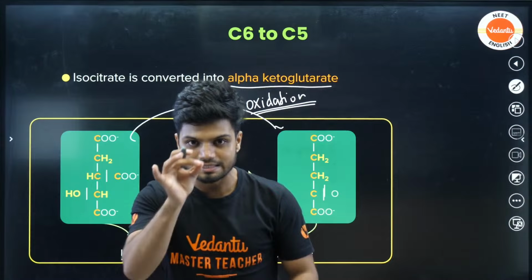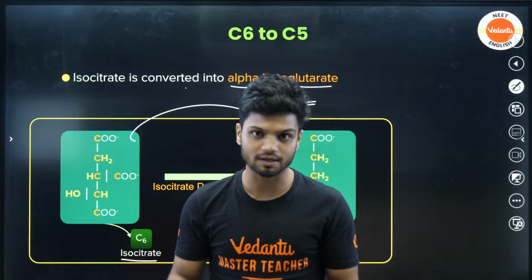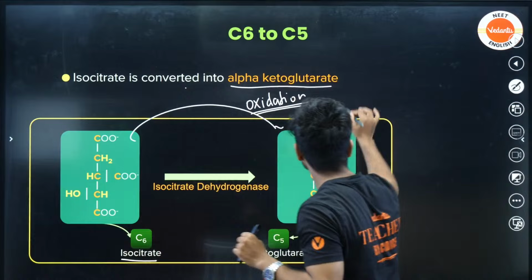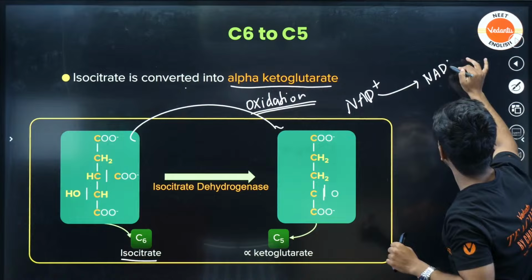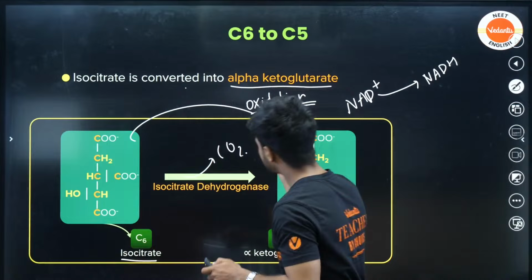When it undergoes oxidation, what happens? Electrons are released. Those free electrons are taken up by NAD plus, which gets converted to NADH. This is also called oxidative decarboxylation, so there is also a release of CO2.